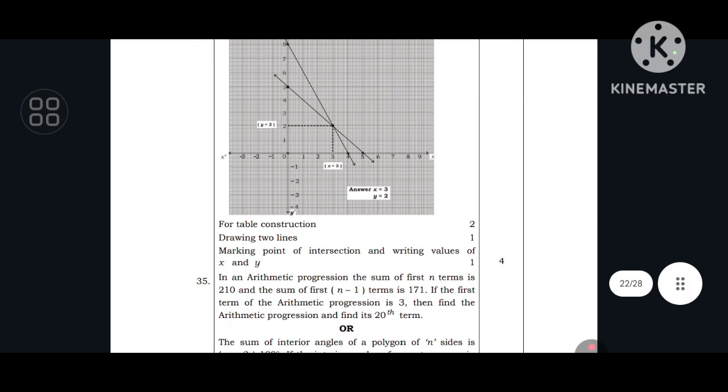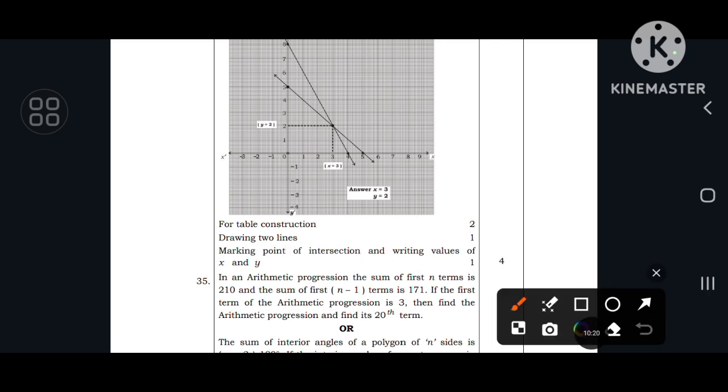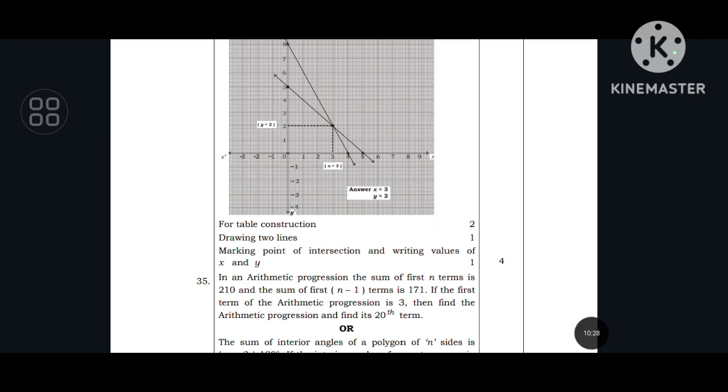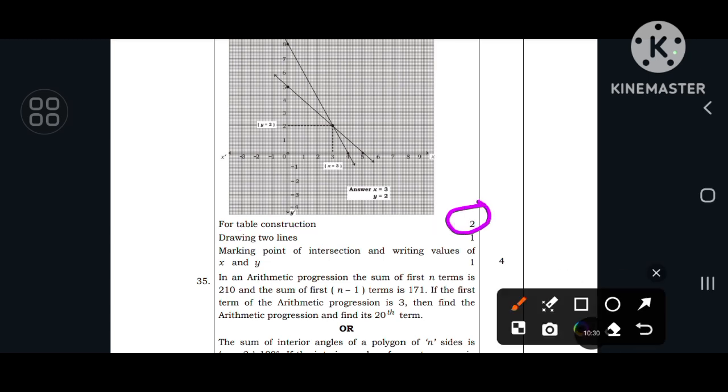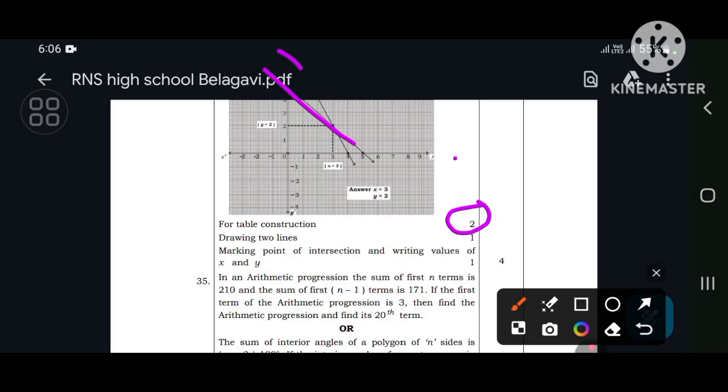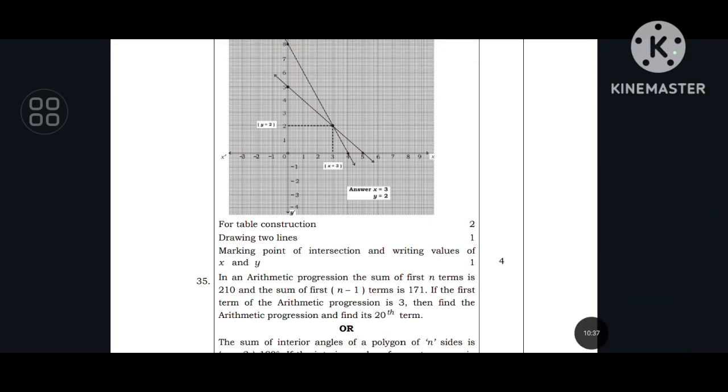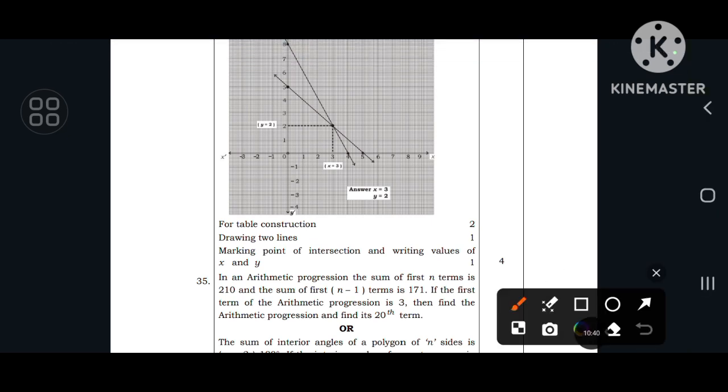As you can see here, this is the marks distribution they have done. For table construction, for the values, 2 marks they have given. For the table construction they have given 2 marks. And drawing 2 lines, these 2 lines that you draw here will fetch you 1 mark. And marking the points, these points are very important. These points will fetch you 1 mark. And total 2 plus 1 plus 1 is equal to 4 marks.